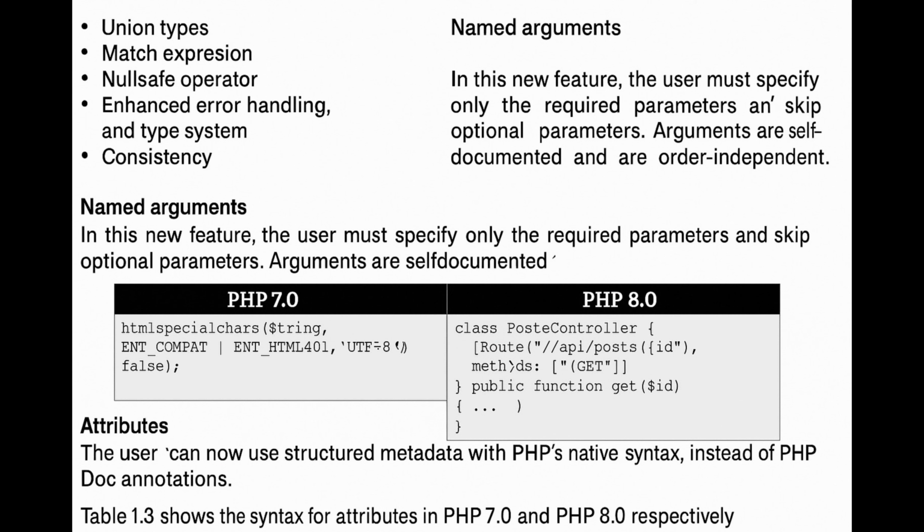Overall, the enhancements in PHP 8.0, such as named arguments, attributes, union types, and improved syntax, have made PHP faster, safer, and easier to use, marking a major evolution in how developers write and maintain PHP applications today.